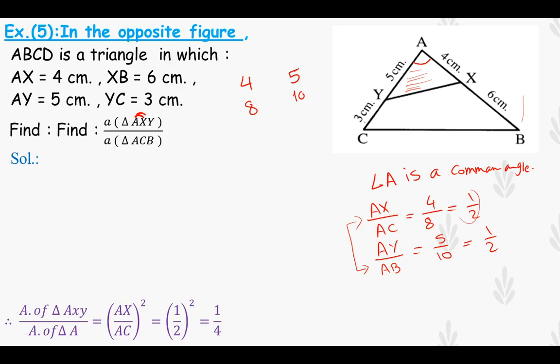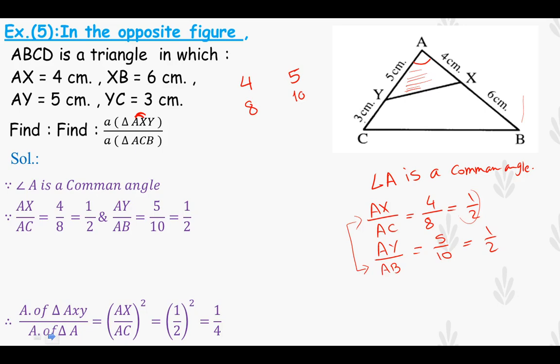Okay, let's solve it again by using the PowerPoint. Angle A is a common angle. AX over AC equals 4 over 8 equals half. AY over AB equals 5 over 10, and this is also equal to half. Okay, here angle A is a common angle. This is the first step, and AX over AC equals AY over AB. This is the second step. Therefore, triangle AXY is similar to triangle ACB.